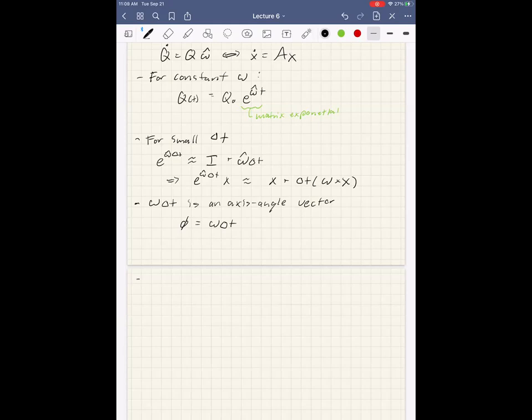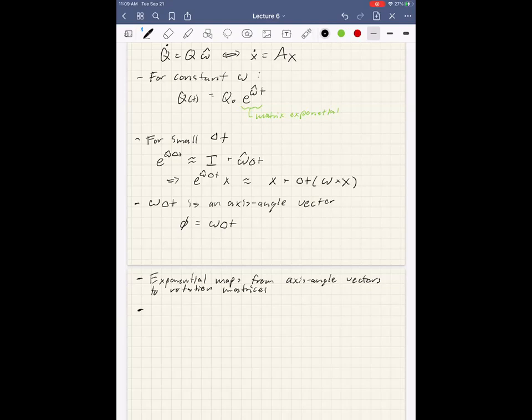And this whole ODE business up here with this matrix exponential is telling you that, in general, the exponential maps you from axis angle vectors to rotation matrices. This turns out to be super, super useful in a whole bunch of contexts.